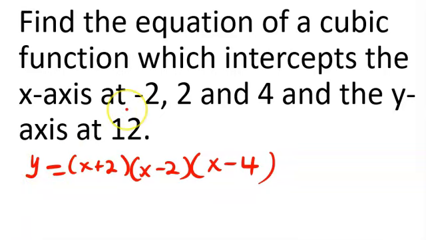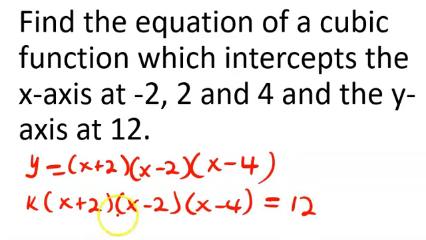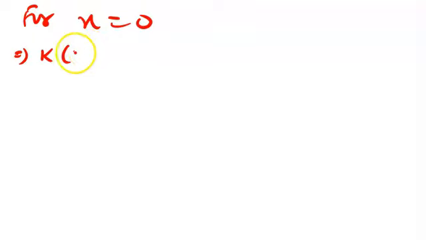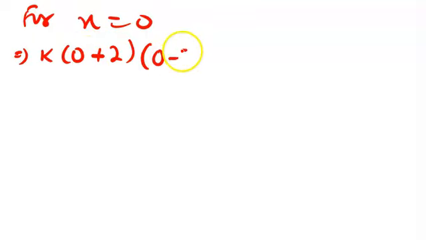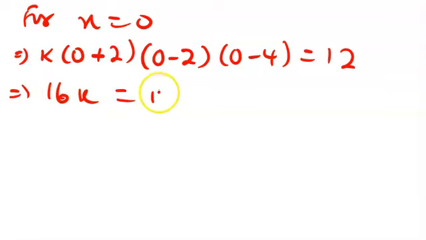But then if it cuts the y-axis, then we are going to have k times (x + 2)(x - 2)(x - 4), which is equal to 12, where k is a constant. So we then put x equal to 0 because the curve cuts the y-axis. So for x equal to 0, you have k times (0 + 2)(0 - 2)(0 - 4), which is equal to 12. So we have this times this, that's 16k, equal to 12.